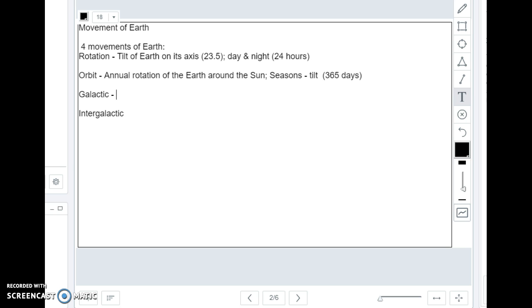So galactic, when we're talking about the galactic movement, we're talking about the movement of the solar system. So the Earth is moving within the solar system, and the solar system itself is moving. And then intergalactic, we have movement with the Milky Way.